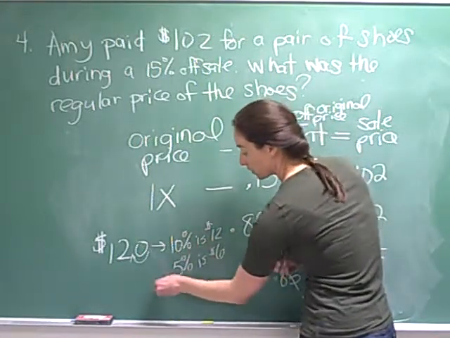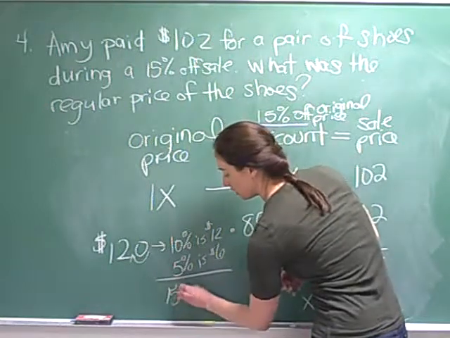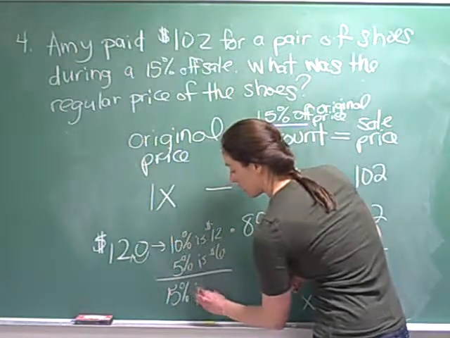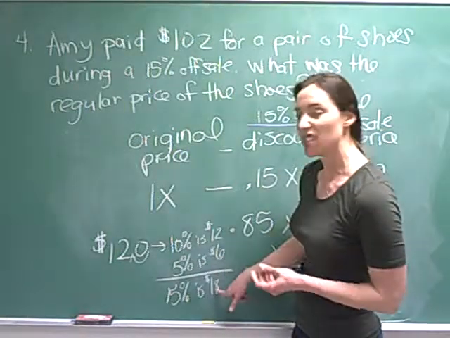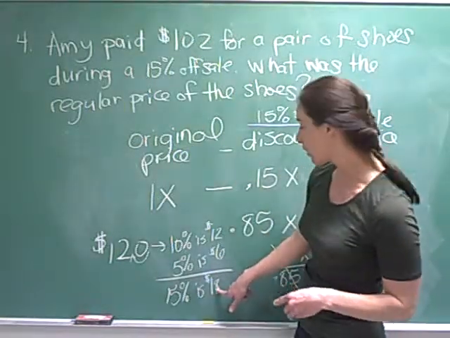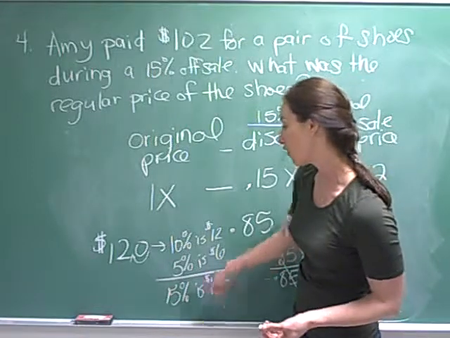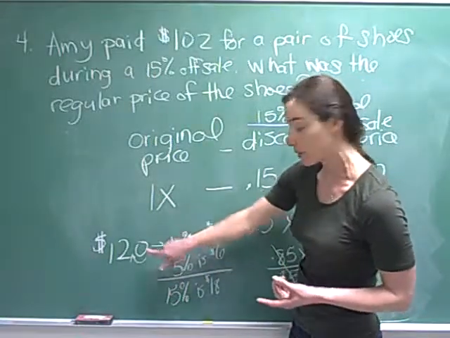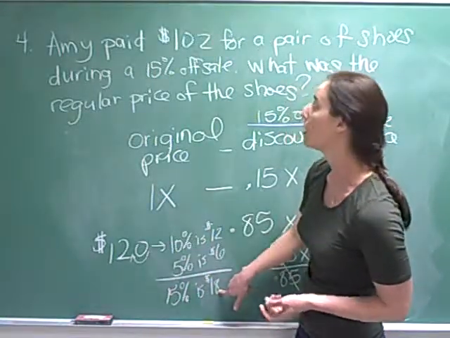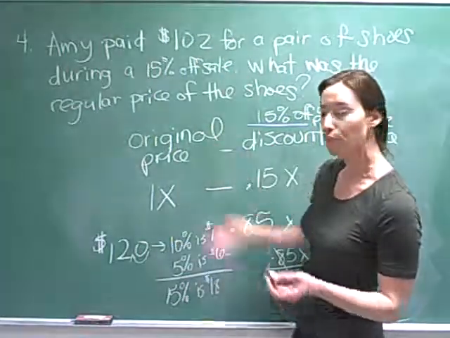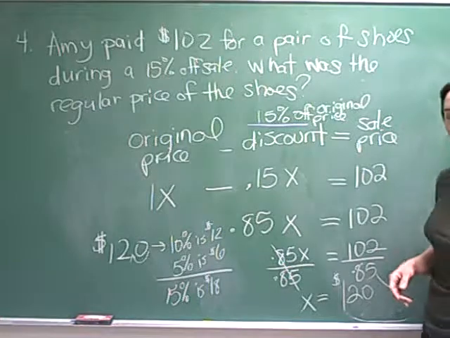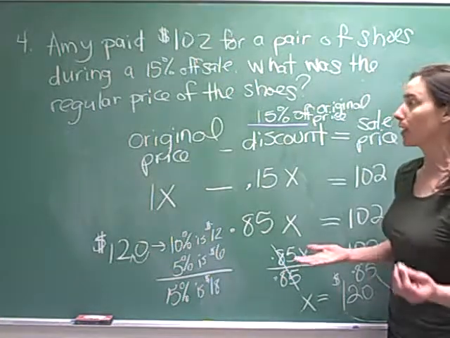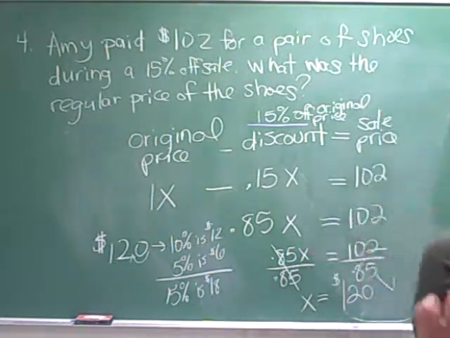So if I added those percents together, 15% is $18. So 15% discount would mean I could take $18 off the original price. And sure enough, if I do $120 minus that $18 discount, I'll get the sale price of $102. So I checked my answer, I know I got this one right, and I can move on to the rest of the word problems in the packet.